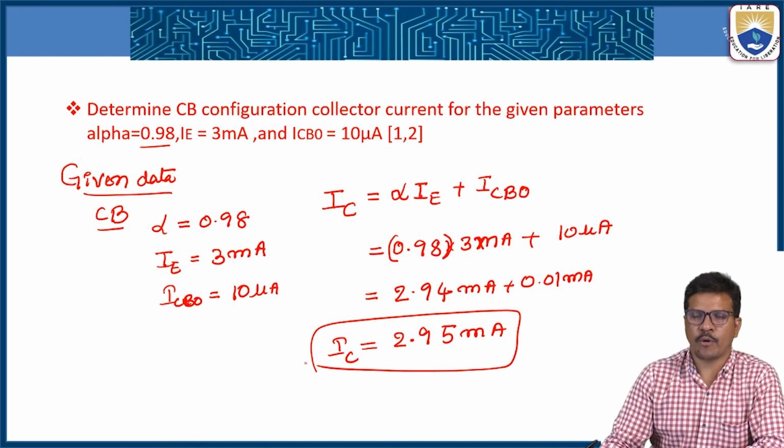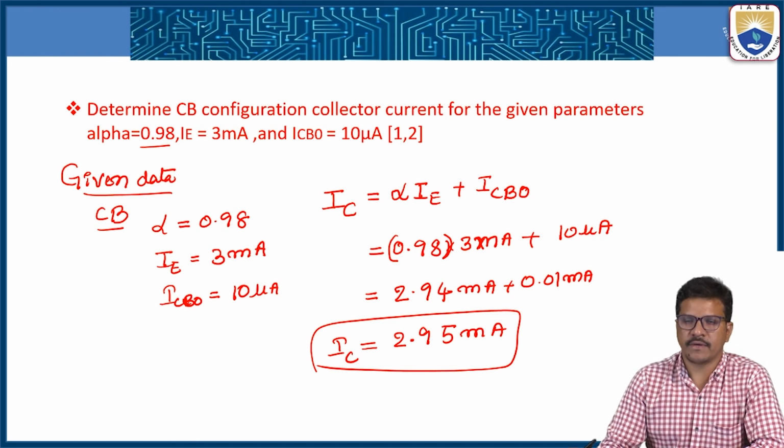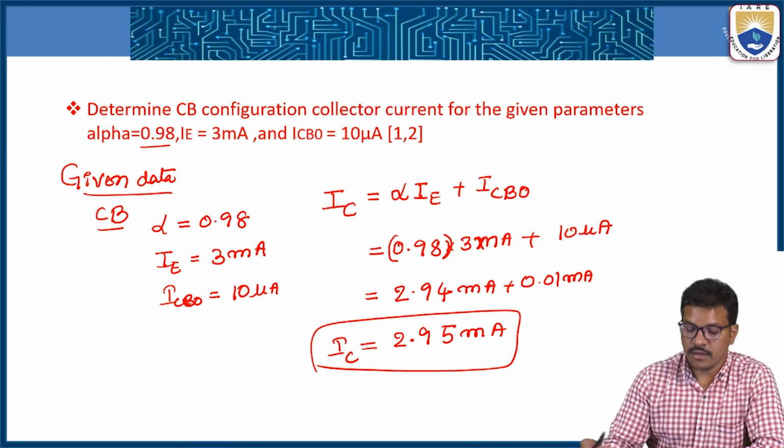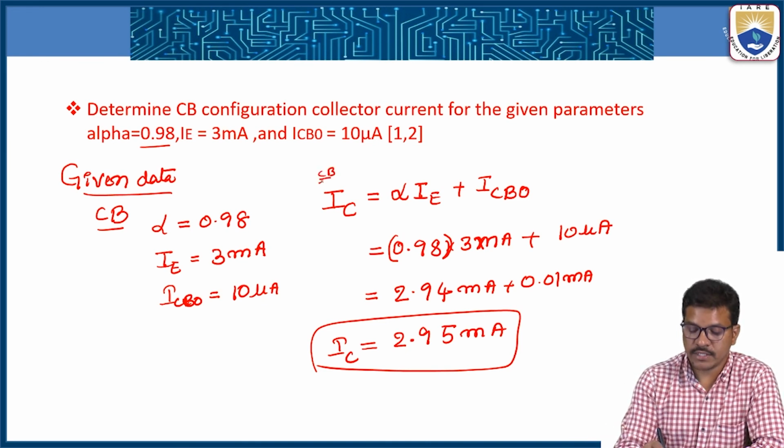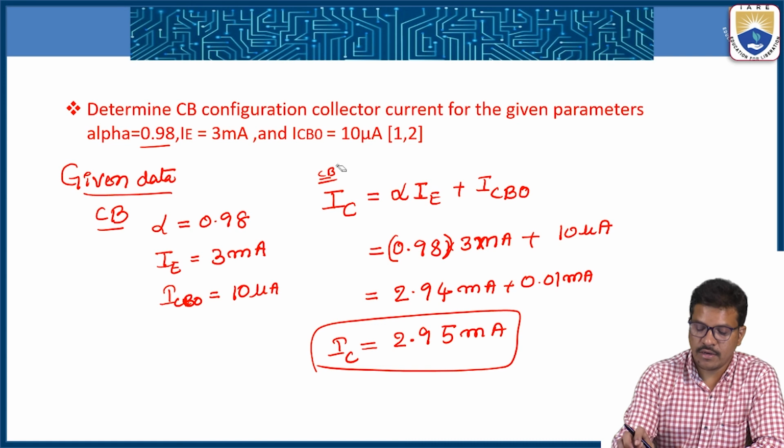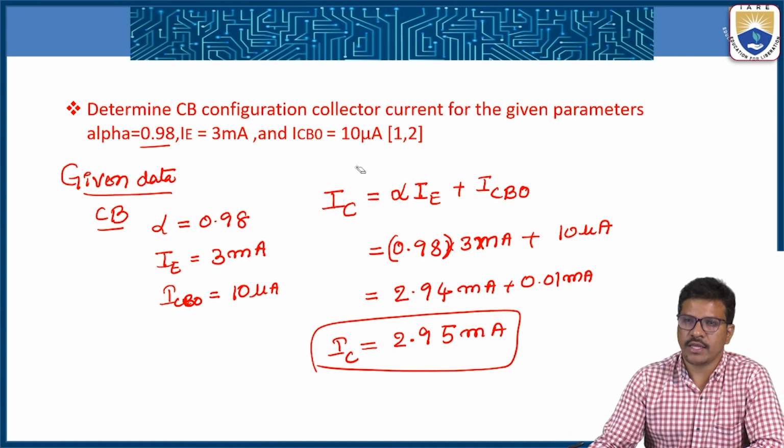This is the direct problem. All the parameters are given in common base configuration. Directly we take the collector current formula in common base, then we substitute it and we get the answer.